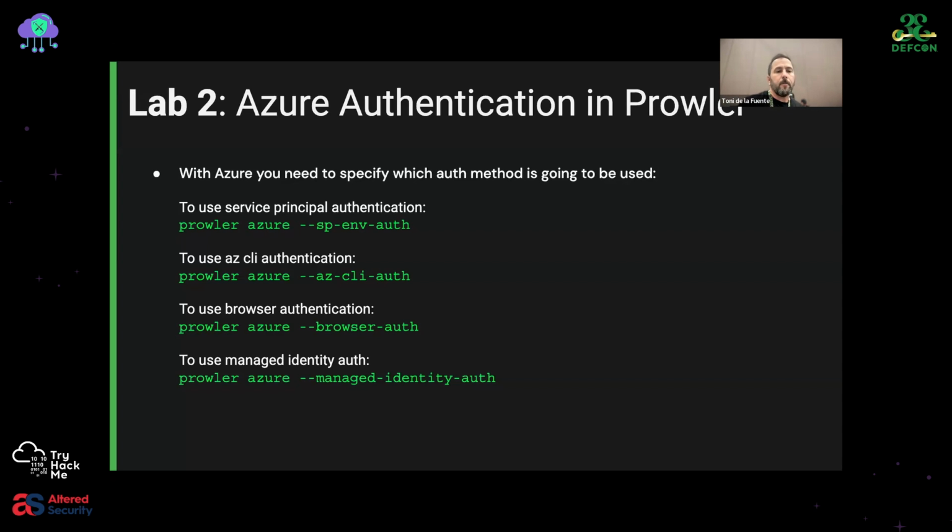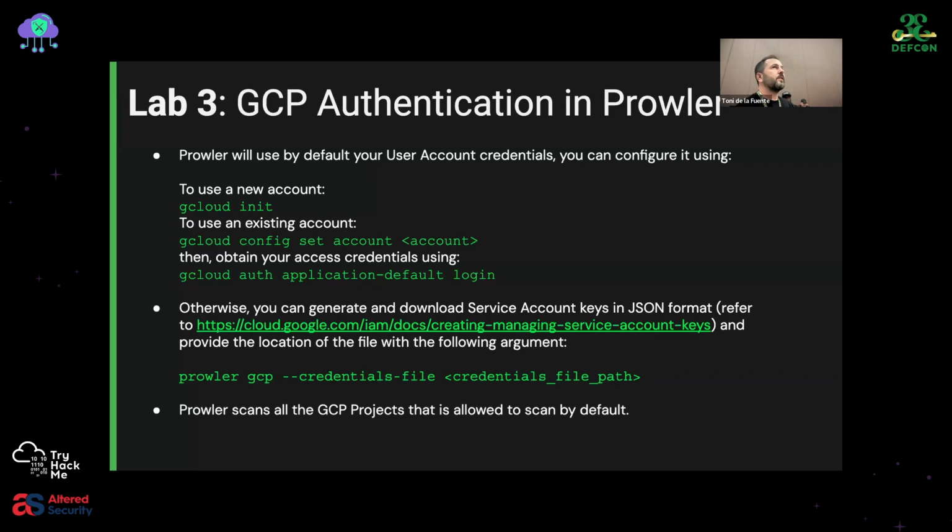Okay. For Google Cloud, it's pretty straightforward as well. If you are familiar with Google Cloud, it's all about initializing the gcloud CLI to get the credentials, and then you can run Prowler telling where the credentials file is, if you have to. By default, Prowler goes through all the projects, but you can specify specific projects, okay? That is good because it makes life easier for the first run, right?